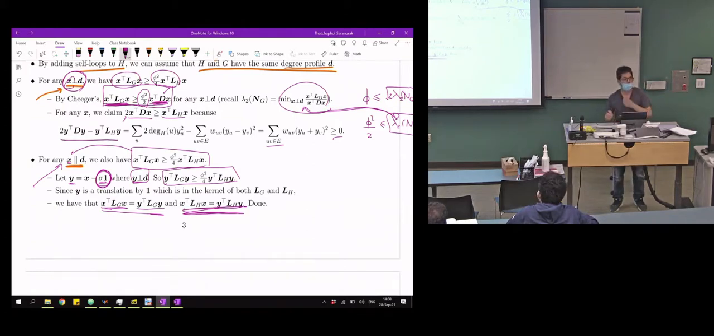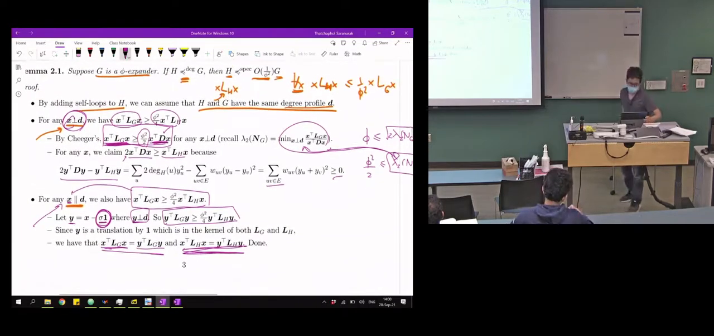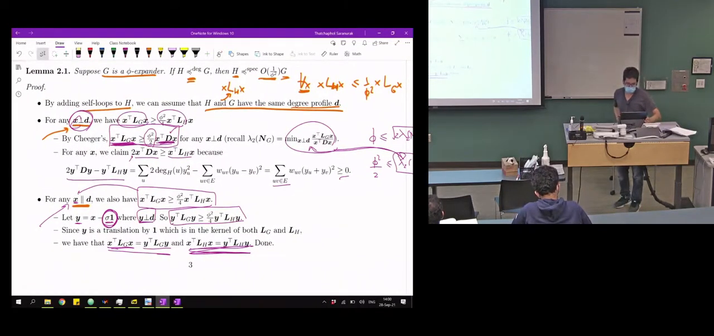Question? If D is the all-ones vector, then we already have the case where, yeah, if D is the all-ones vector, then both of them are 0. So the inequality holds. Question? More questions?